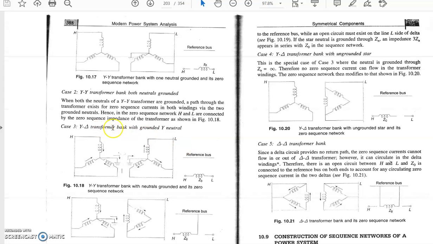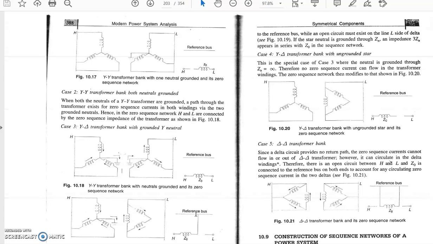Now the star-delta transformer bank, where the primary is a grounded star and the secondary is delta. Suppose the impedance is Z naught. Then as the primary is a grounded star, it is connected to the line, and the line can carry current. If there is a delta, then no current flows in the line, but it can flow in the legs. So from the line it is disconnected and connected to the reference bus. We have to make sure that whenever we discuss this, we take the zero sequence current into consideration for the transformer.